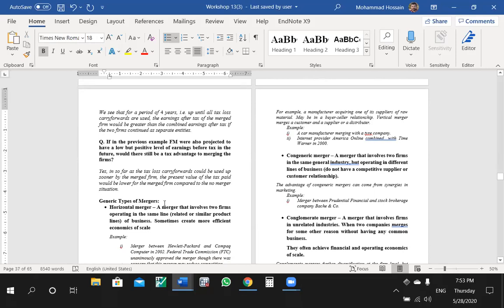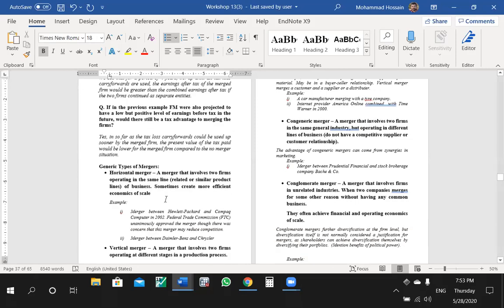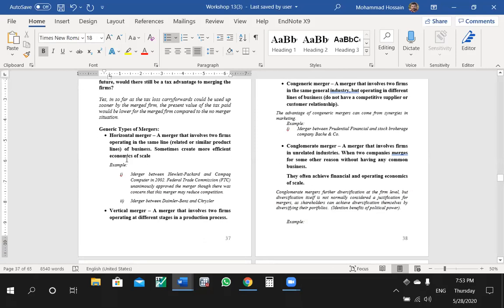Horizontal merger, vertical merger. Horizontal merger means when two companies from the same line of production come together. That's called horizontal merger. Vertical merger is two companies coming together, but one is in a higher position than the other, or at two different levels. The level is not the same. One is higher, one is lower, like this. For a horizontal merger, two retailers come together, merging and creating a new retail company.